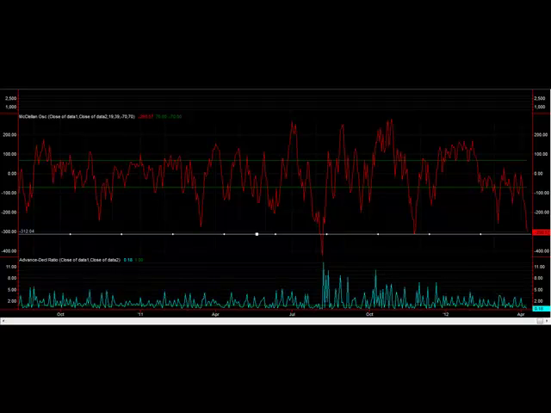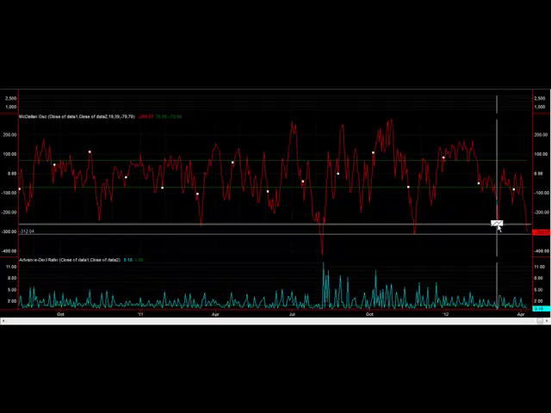Okay, here we have the McClellan oscillator. As you can see, we are right now at negative 298, which is deeply oversold. Last time we were here around this level, which is negative 315, we rallied the next 4 days, 80 points on the S&P. So we could see we're very down here.